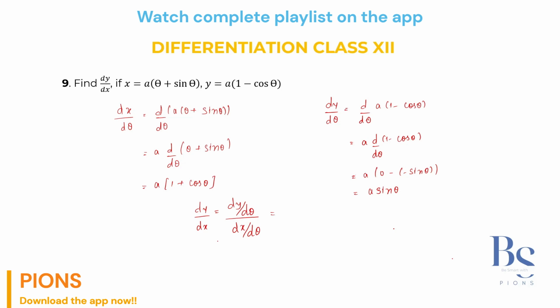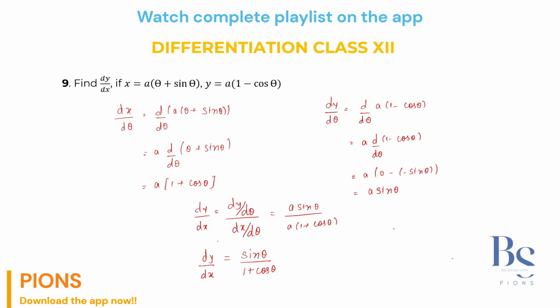So this will be a sine theta upon a into 1 plus cos theta. Let's cancel out a with a. So we are left with sine theta upon 1 plus cos theta. Now, sir, if you want to simplify further, you can, or otherwise you can leave it like this. But I would recommend that you should know simplifications by now, because boards are approaching.